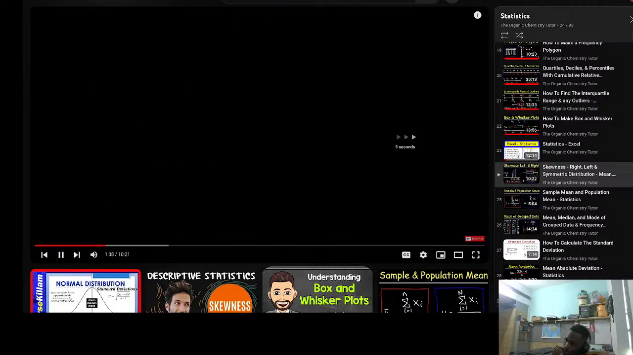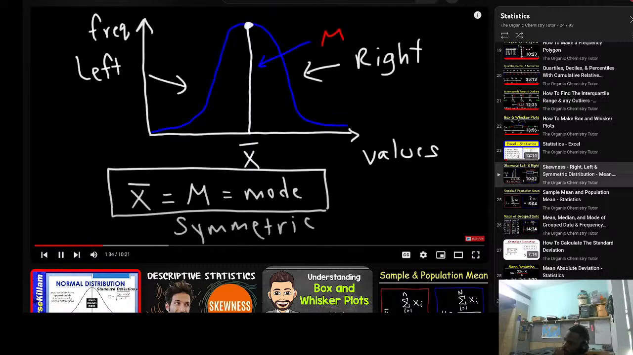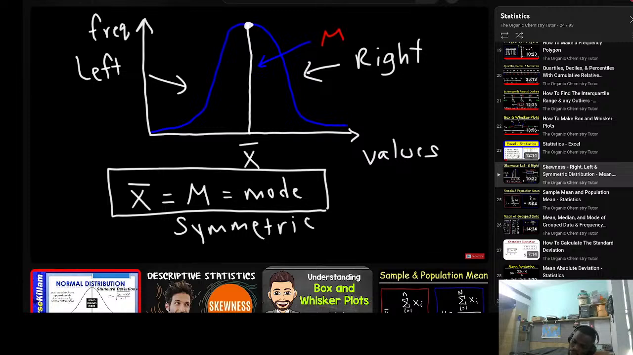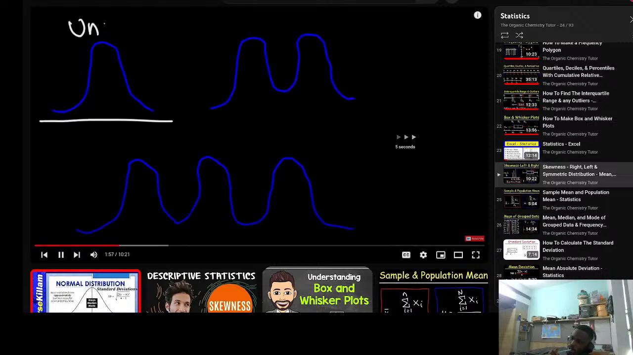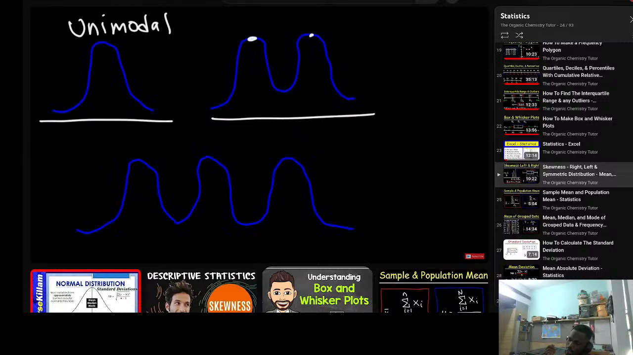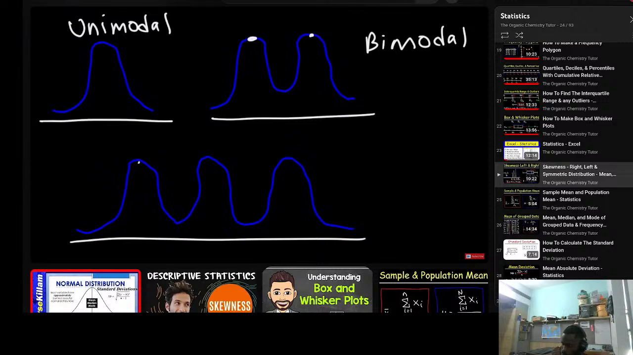The mode is the number that appears most often in the list. Now let me give you an example of a unimodal graph. We have here, there's only one mode. This is bimodal because, as you can see, there's 2 modes. And this is trimodal because there's 3 peaks, there's 3 modes. You can also say that it's multimodal because it has many modes.